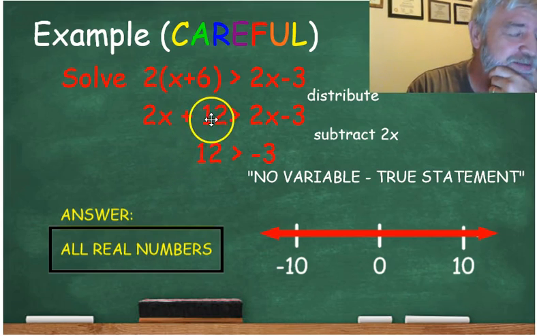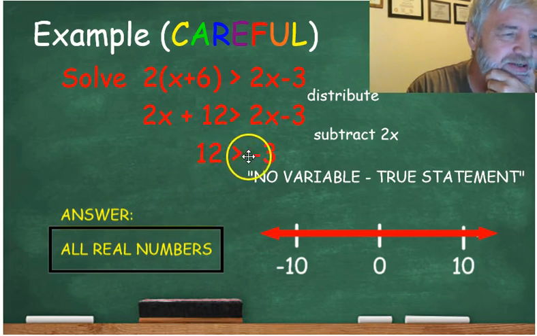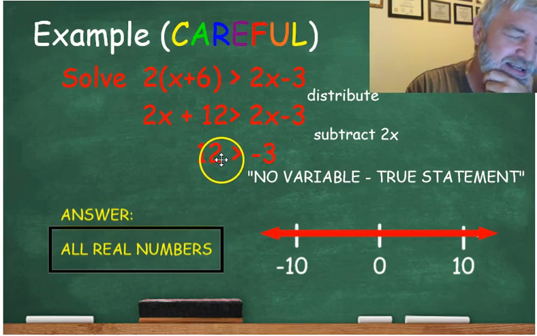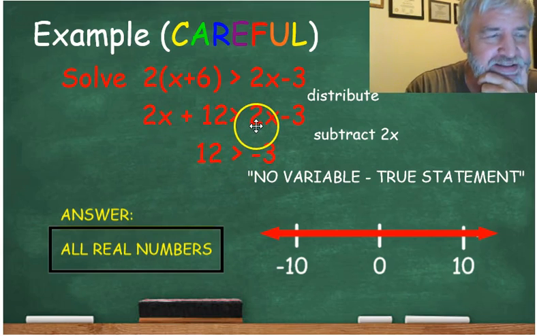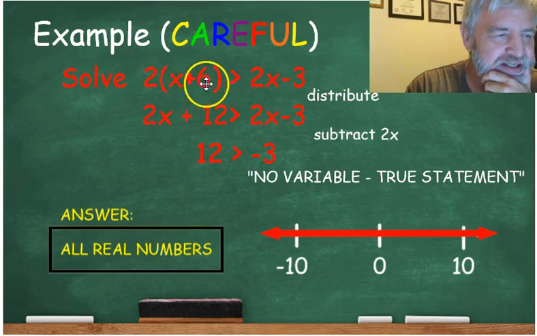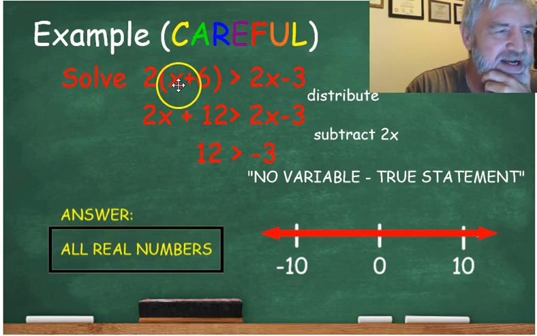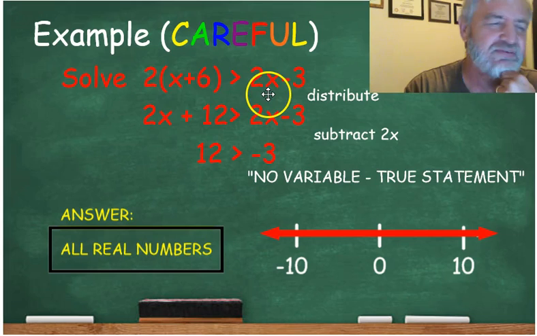And I'm left with a statement that says 12 is bigger than -3. And in fact, I think on a number line, 12 is to the right of -3, so 12 is bigger than -3. When there are no x's, what we're saying is that originally the left-hand side is bigger than the right-hand side regardless of what we stick in for x.